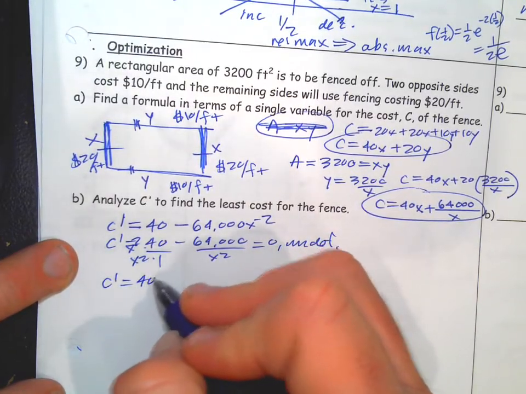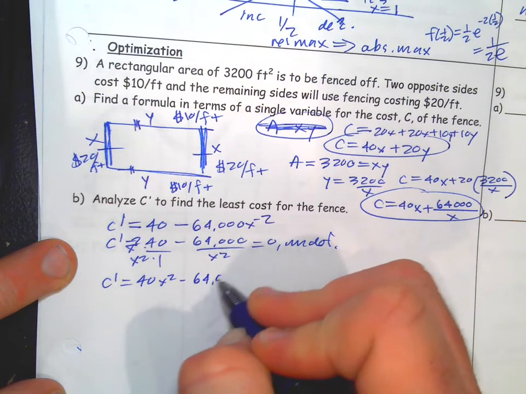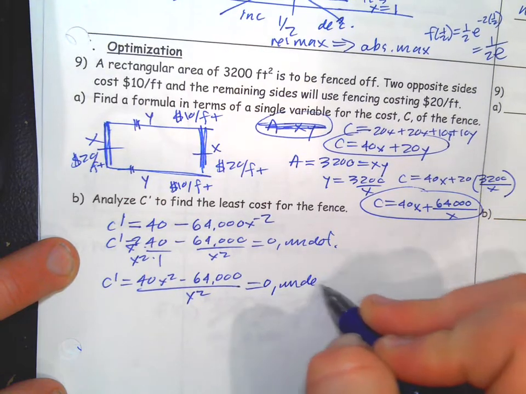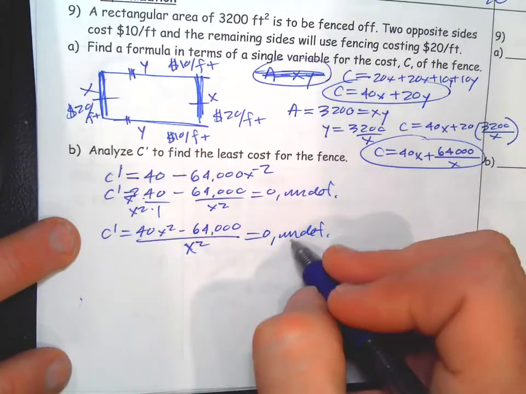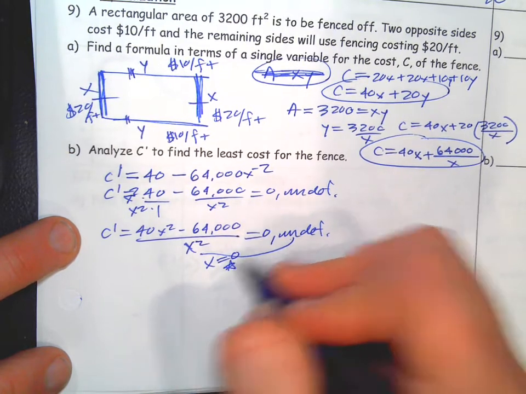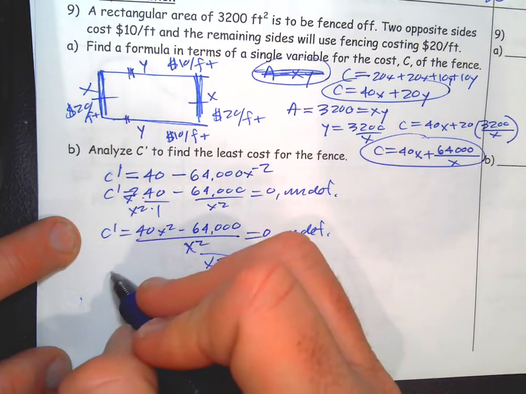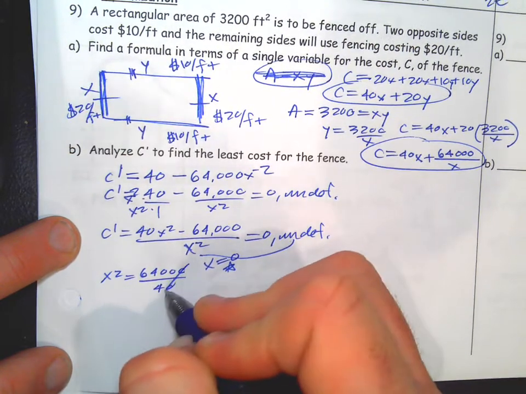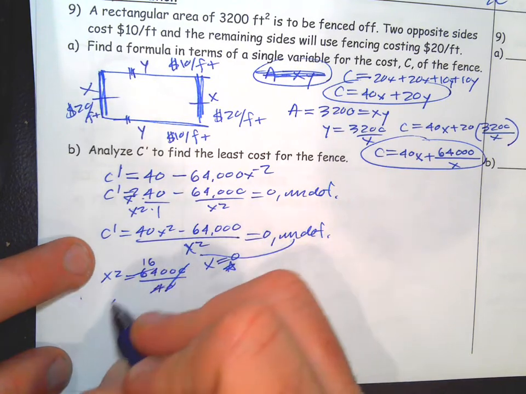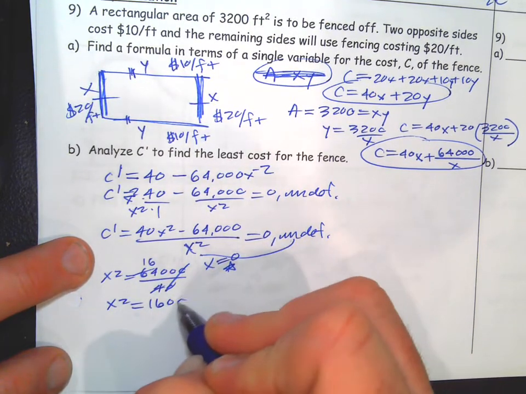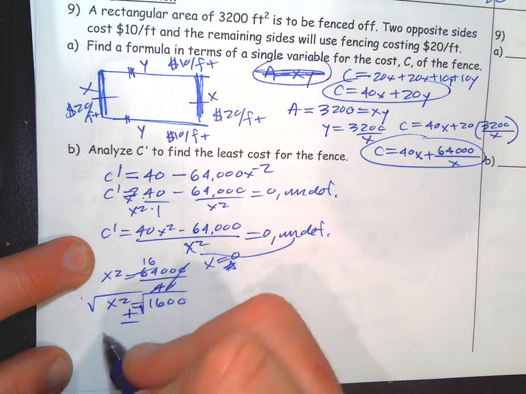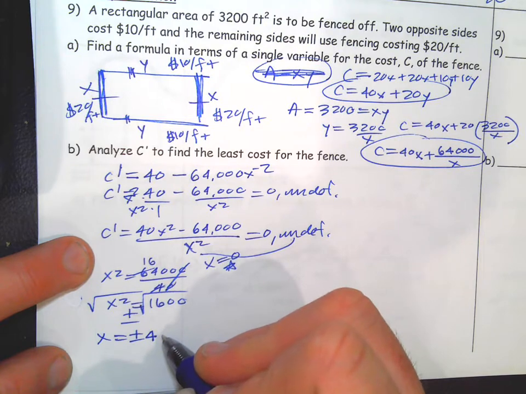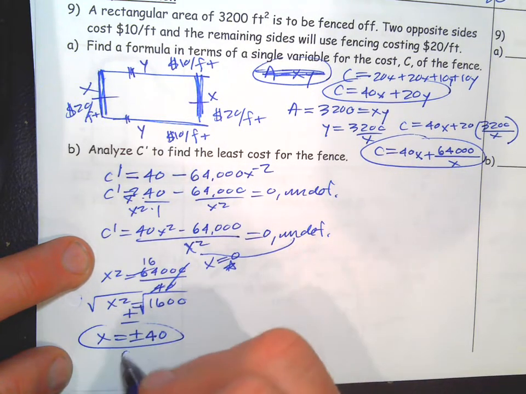So we have 40x squared minus 64,000, all over x squared, equals 0 or undefined. Undefined comes from the bottom. x equals 0 is a bounce. The top gives x squared equals 64,000 divided by 40, which should be 1600. So x squared equals 1600. Square root of both sides, and you better have plus or minus, so plus or minus 40. Those are critical points.